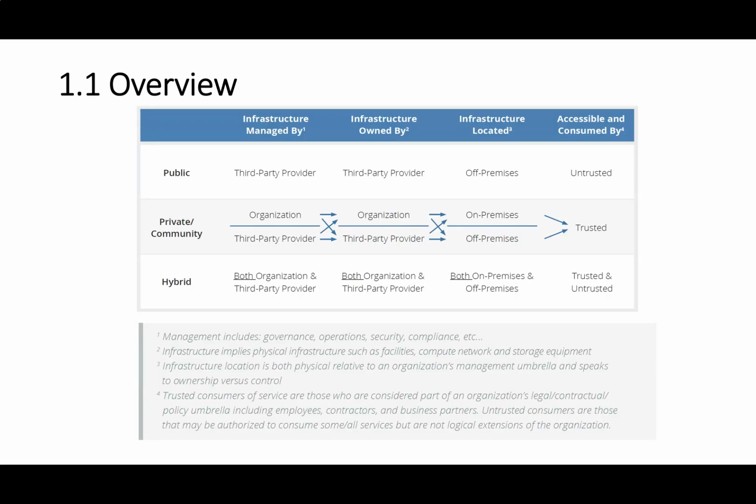The question is, who manages what? If it's a public cloud, typically the infrastructure is managed by a third party, it's owned by a third party, and it's located off premises. Private or community, it could be the organization and/or third party for the most part. And for hybrid, it can also be organization and/or third party, and trusted and/or untrusted. So this simply tells you who is responsible, who manages it, where's the infrastructure, who owns it, and how it is accessible.